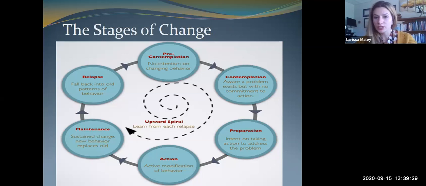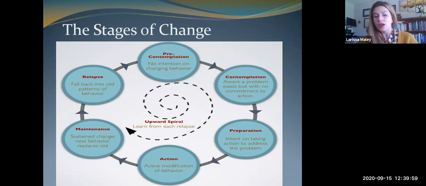So the stages of change model, we think about it as an upward spiral. Or think about it like a spiral staircase. So that means that patients don't have to move through each one of these stages necessarily in a completely linear way. It starts with pre-contemplation, goes to contemplation, preparation, action, maintenance, and then relapse. They don't have to hit every single one of these in order.